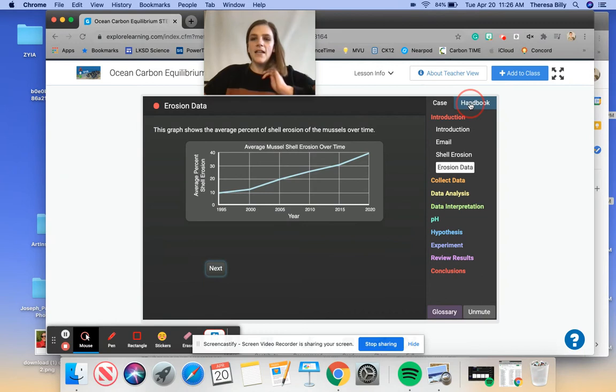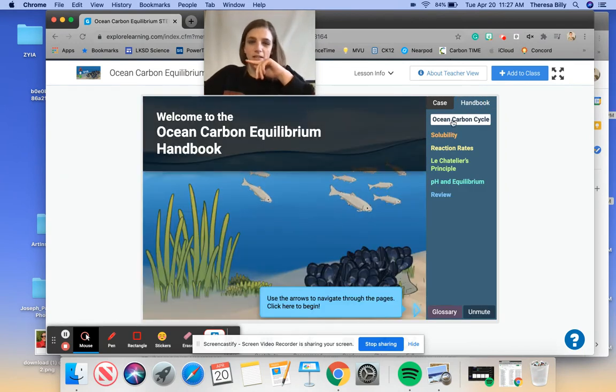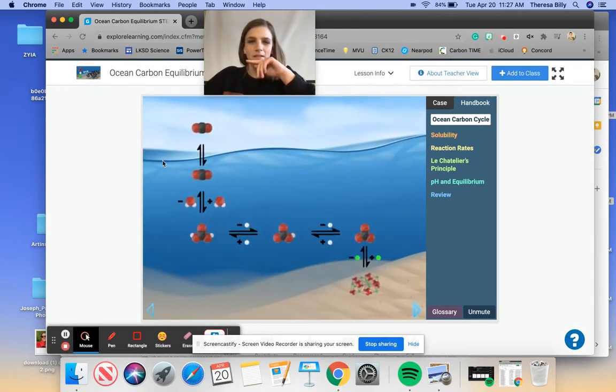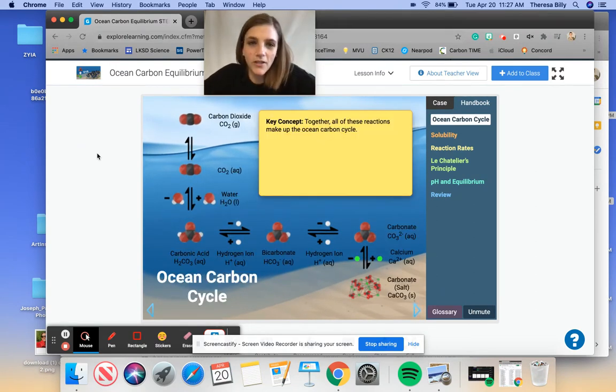We started looking at the handbook part of this gizmo, and we looked at, in particular, the ocean carbon cycle. I'm going to kind of jump ahead and then go backwards here. Perfect. So this is an image that shows all of the reactions that we were looking at. It started with the absorption of carbon dioxide gas into the ocean, and then it followed a series of reactions that takes carbon dioxide, reacts it with water to form carbonic acid. Carbonic acid can dissolve or break apart in the ocean to create molecules like bicarbonate or carbonate.